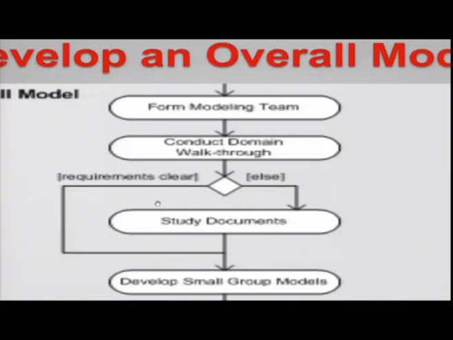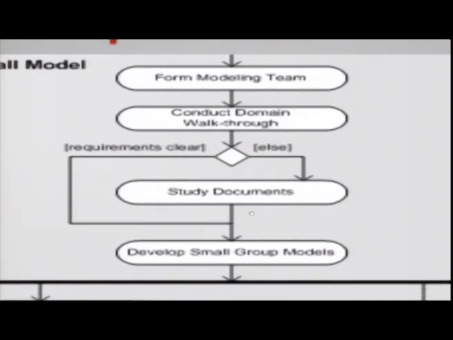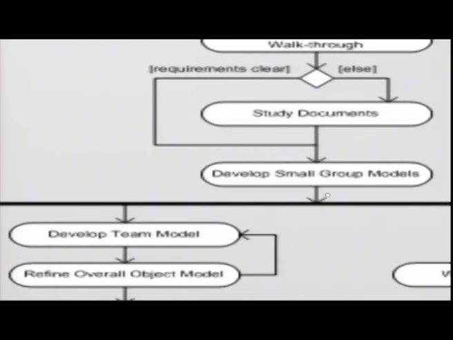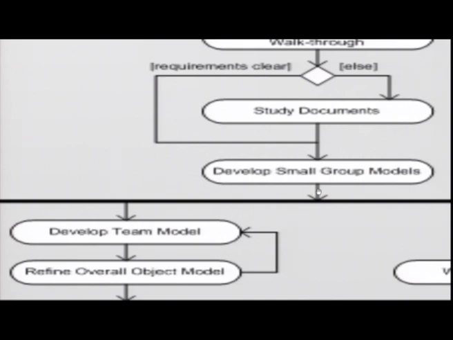So, only those specified requirements you need to create a software. You need to take the features from the specified requirements and then you are supposed to develop. Okay, if the domain is clear, if the requirements are clear, you go here, you start developing small group models.